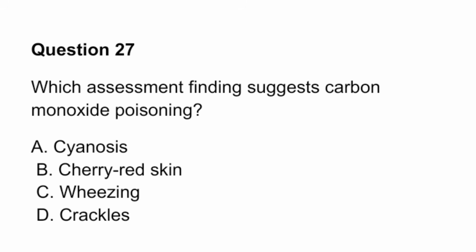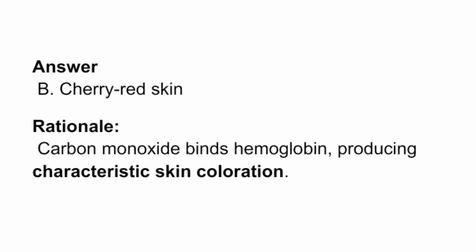Question 27. Which assessment finding suggests carbon monoxide poisoning? A. Cyanosis. B. Cherry red skin. C. Wheezing. D. Crackles. Answer: B. Cherry red skin. Rationale: carbon monoxide binds hemoglobin, producing characteristic skin coloration.